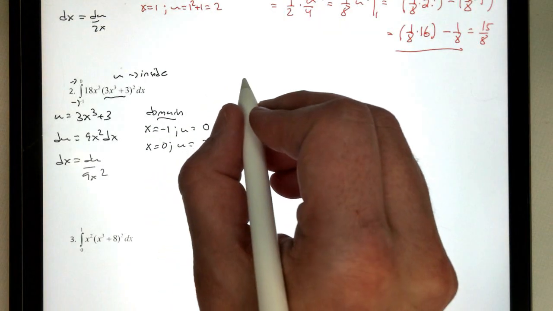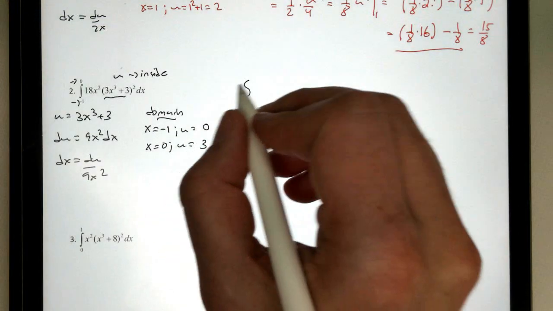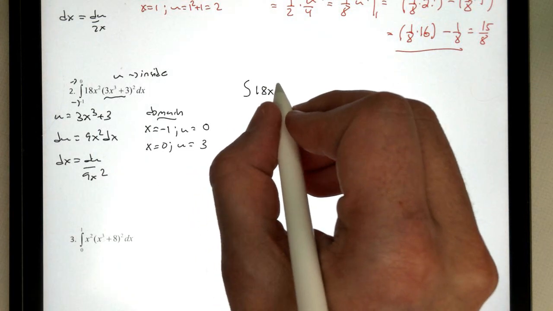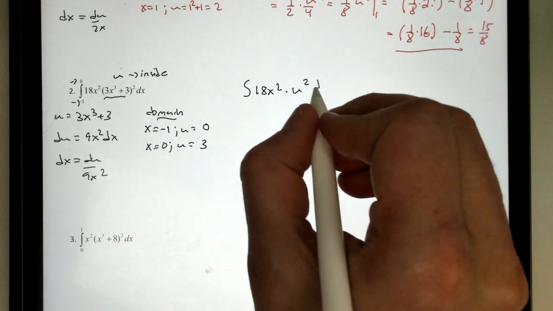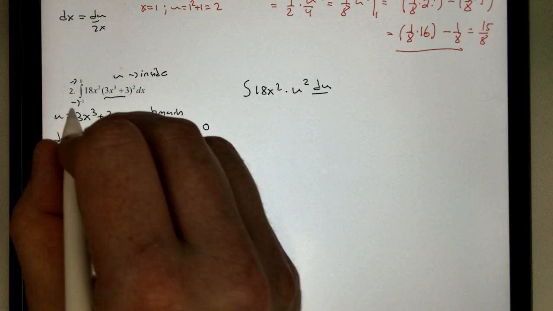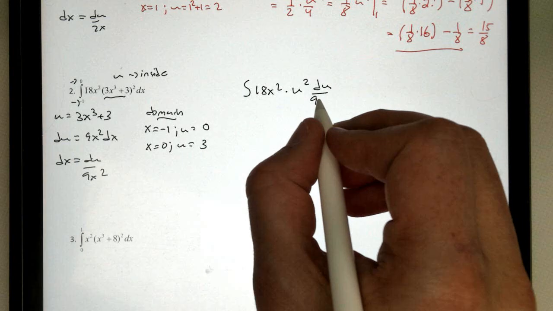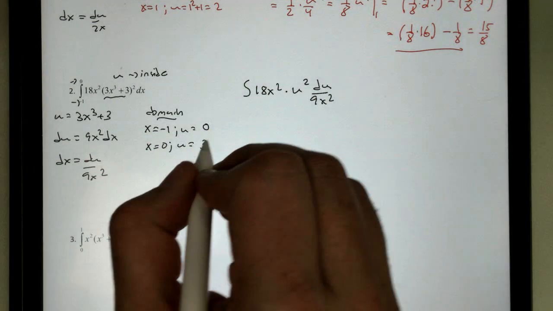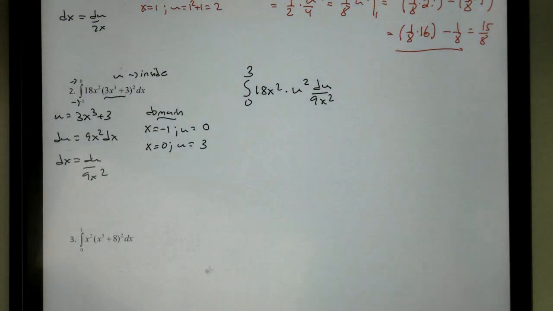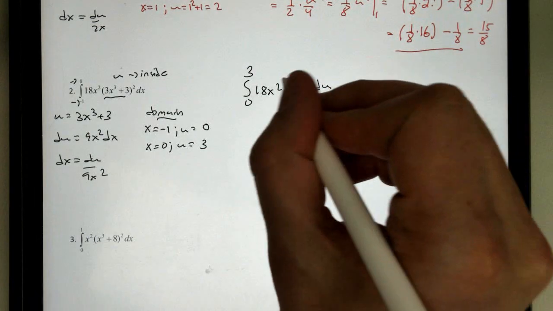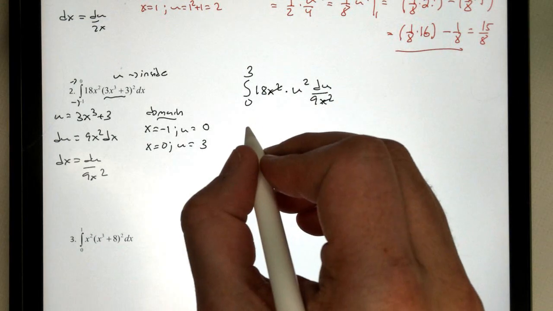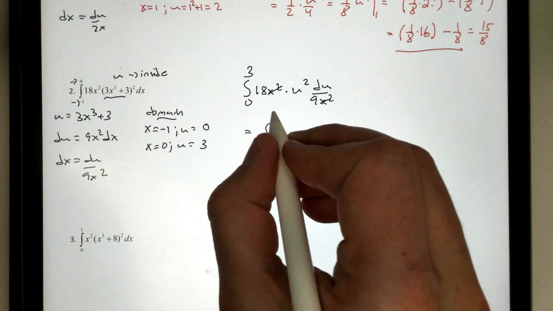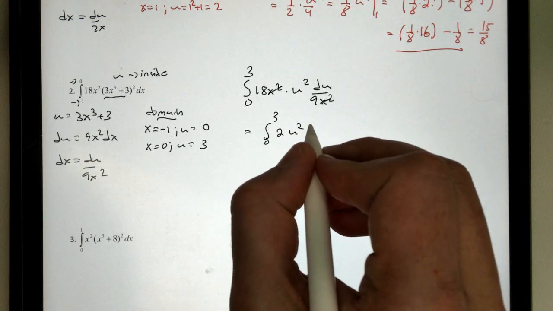So now I can write my new integral. It's going to be this 18x squared times u squared du over 9x squared. And my new domain from 0 to 3. We're going to replace our domain. The x squareds will cancel. And if you want to simplify, this is 18 over 9, which is just 2. So I can write this as just from 0 to 3, 2 u squared du.